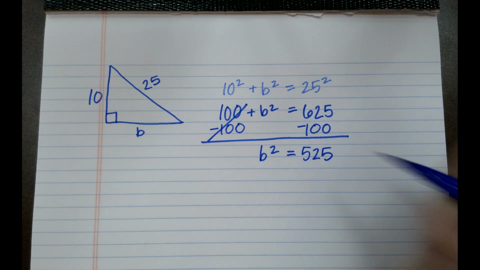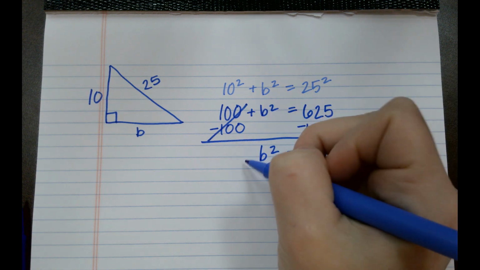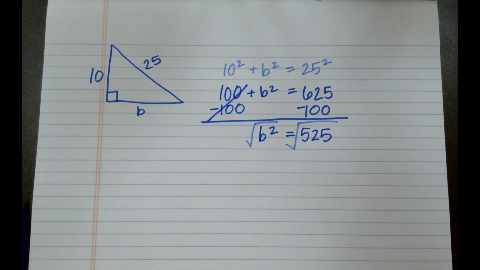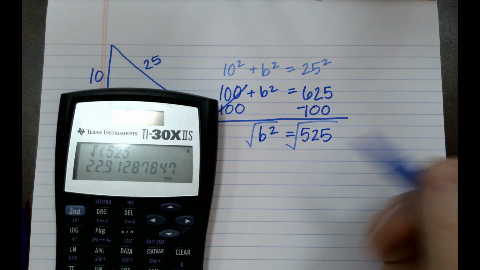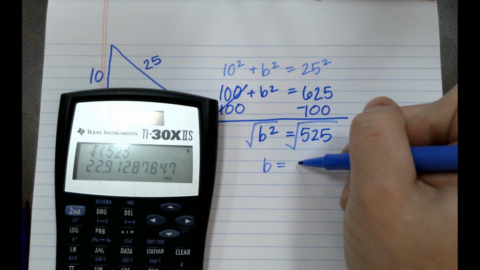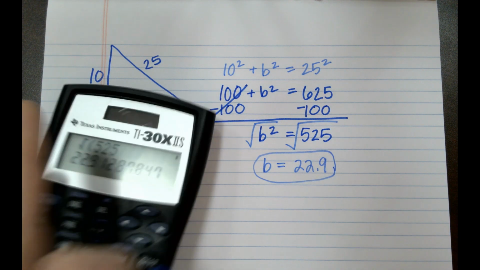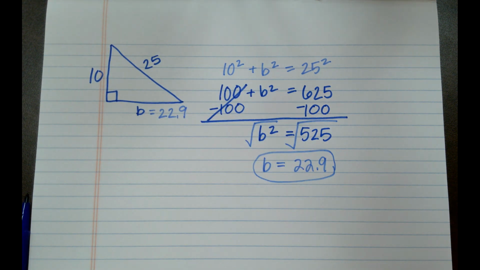Perfect, 525. And how are we going to solve for b now? Square root. Exactly. We're just going to do the square root again. So let's figure that out. Square root of b squared, square root of 525. Wouldn't that be 22.9? Absolutely. That's exactly what I got. So b equals 22.9. Perfect. 22.9. Awesome, awesome, awesome.